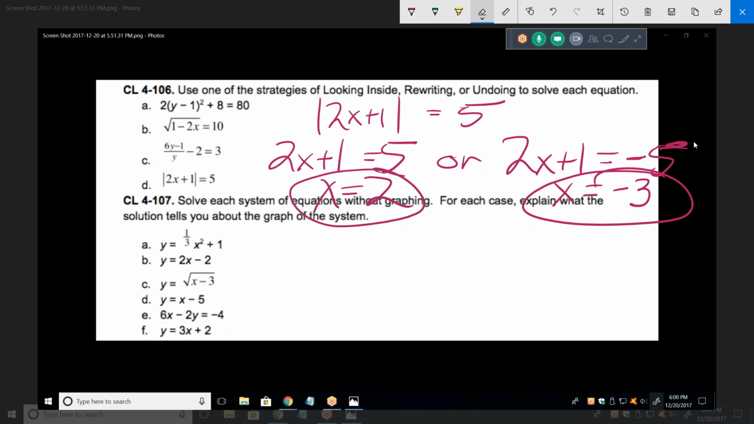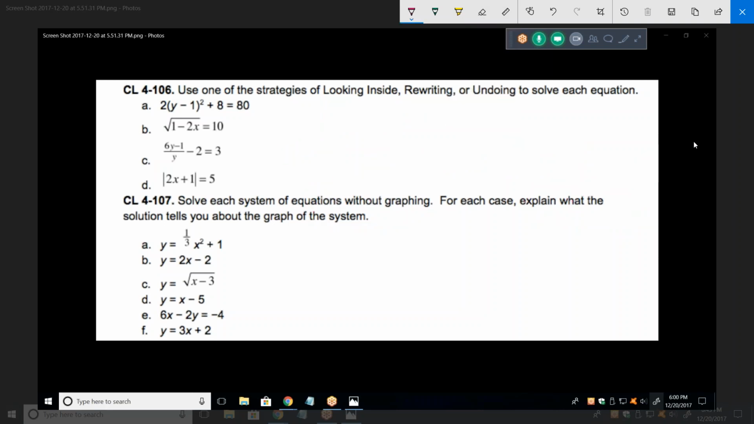Okay, let's go down and look at this one. Doing it algebraically, what are you going to use? What are the two methods that they teach you? So far we haven't used them, but yeah, substitution and what else? Elimination. Okay, which one are we going to use here? Substitution, just substitute 3x plus 2 in for y.